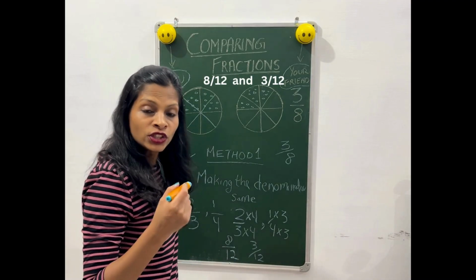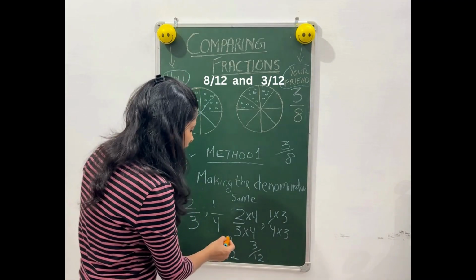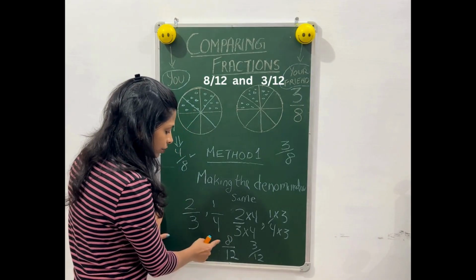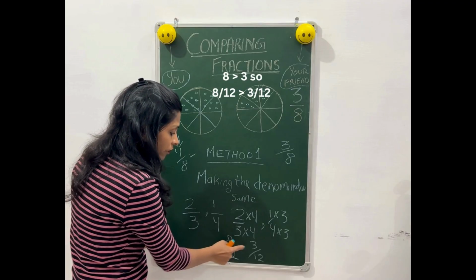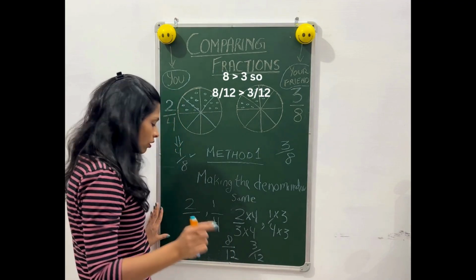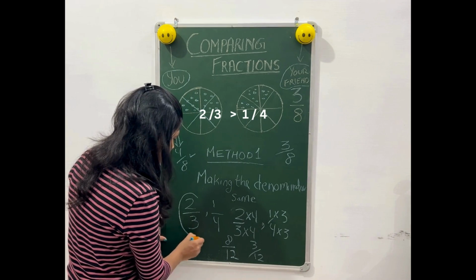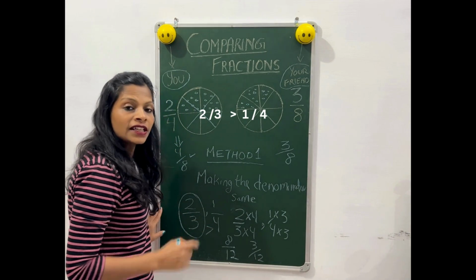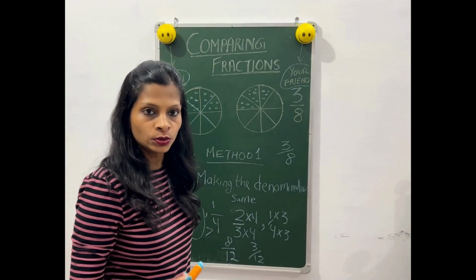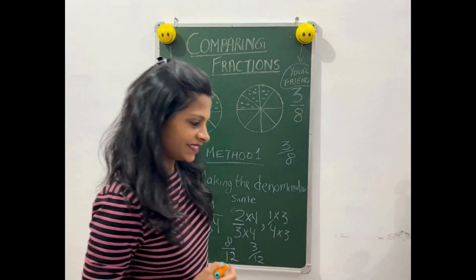Now you very well know which fraction is greater. Once I have the denominator common, I only have to compare the numerators. As you can see, 8 is greater than 3. That is why 8/12 would be greater than 3/12. Or now I can say that 2/3 is greater than 1/4.